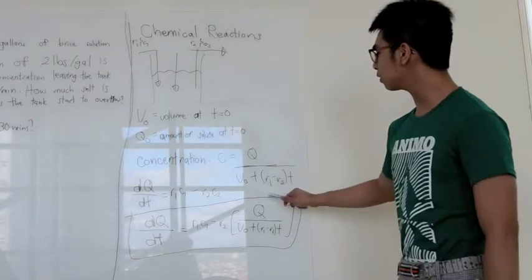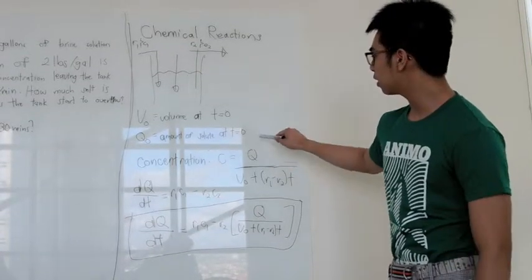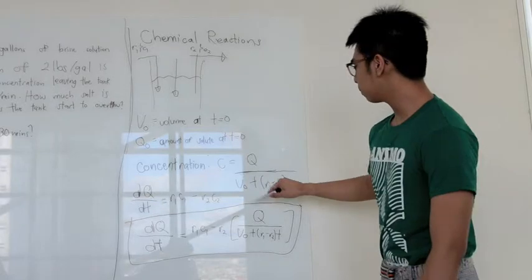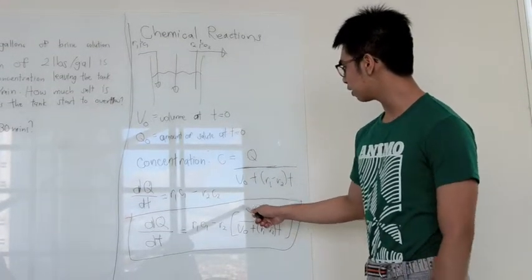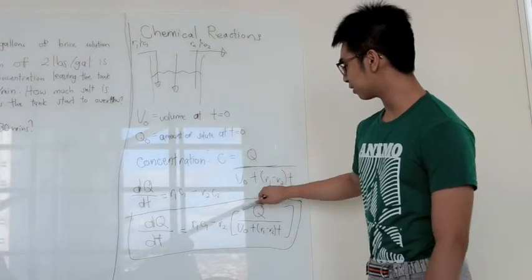Then, as you can see here, Q is equal to C because they just substituted the C here to get this equation. That's it.